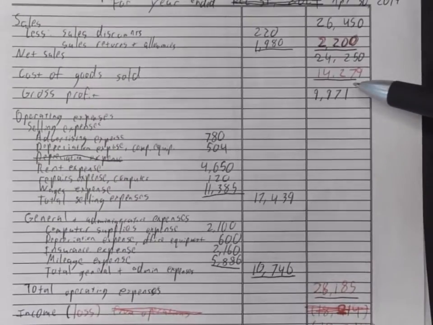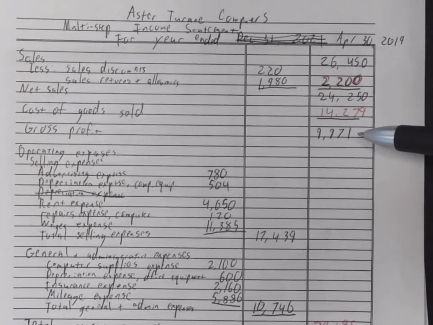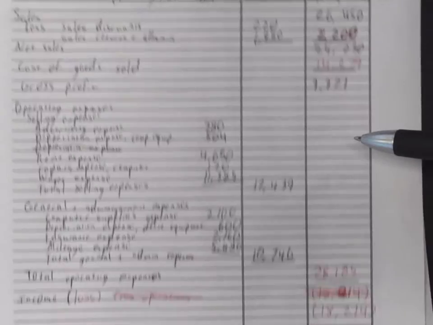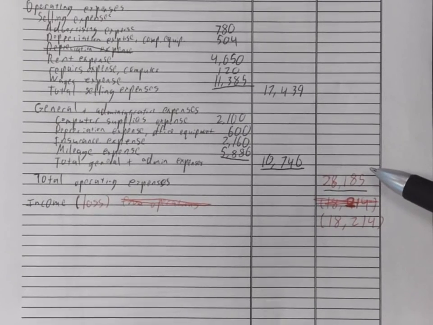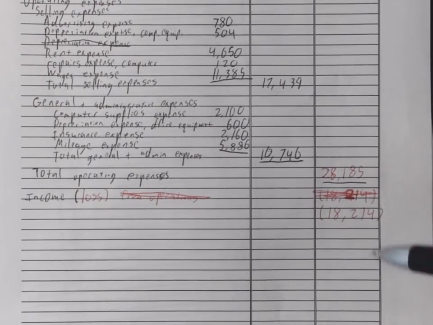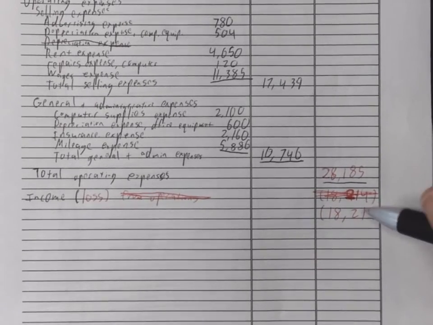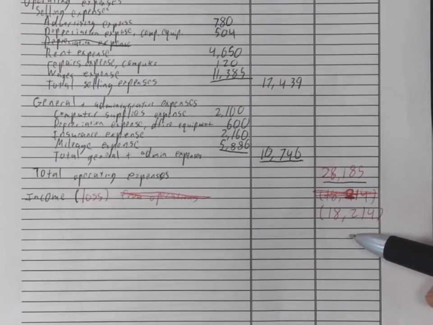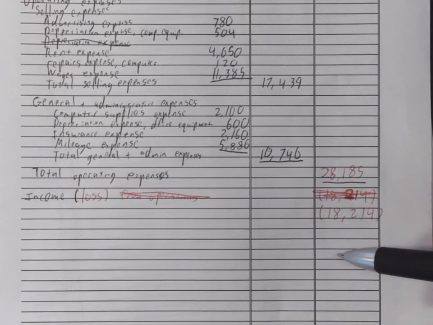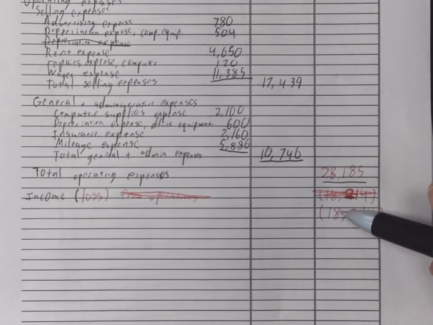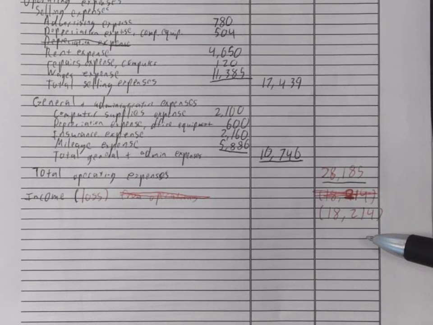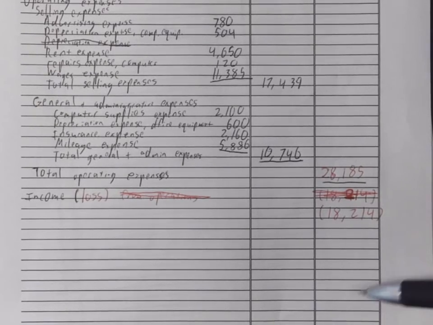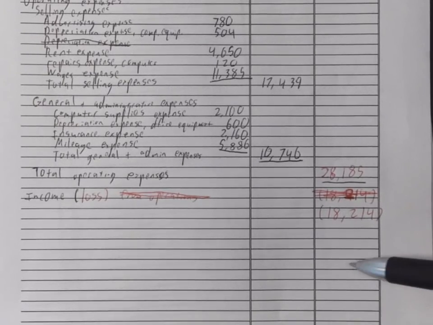So we have our gross profit, I'm just going to go right down again, of 9,971. We have our operating expenses of 28,185, and that leaves us with a loss of 18,214. I did it color-coded red, just so you know it's a loss. But whenever you see brackets around here, that just means that it's a negative number. Brackets are usually just easier to see than like the cross.